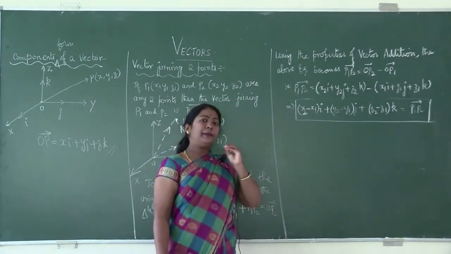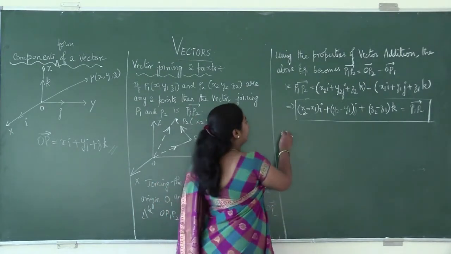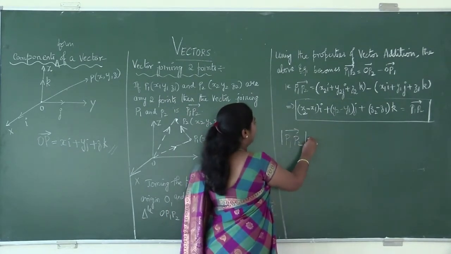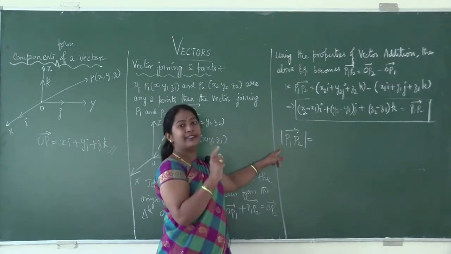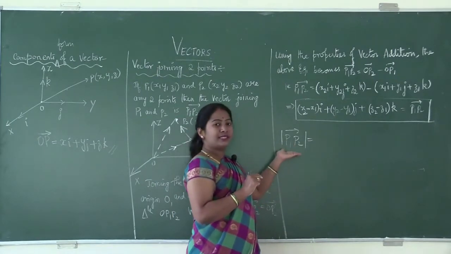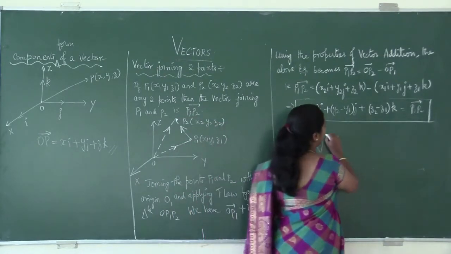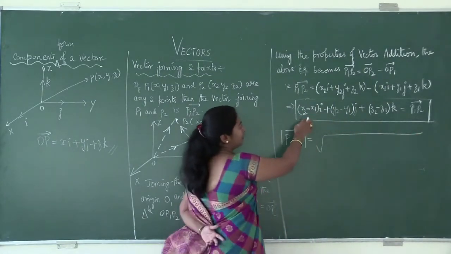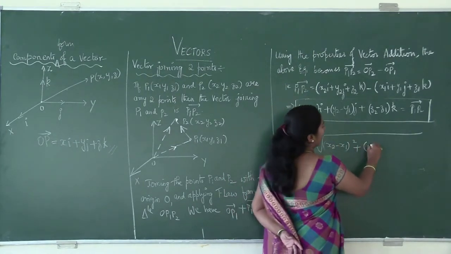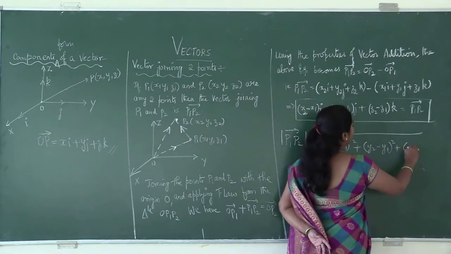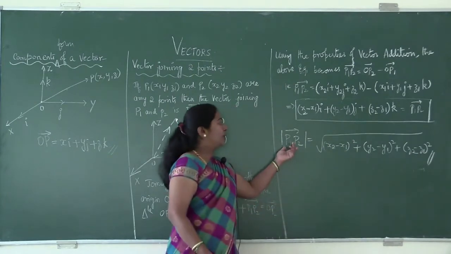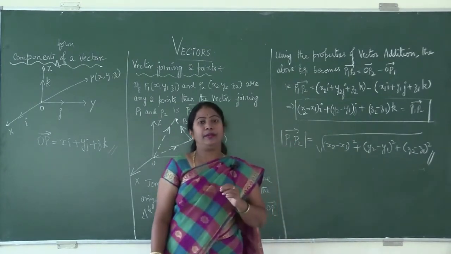Now, what will be the magnitude of this vector joining 2 points? The magnitude is denoted by this symbol, given by vector P1 P2. I did discuss the magnitude when I was discussing the representation of a vector definition. So, magnitude of this vector, 2 points, vector P1 P2 is given by square root of, what is the coefficient of i here? x2 minus x1 whole square plus j will be y2 minus y1 whole square plus z2 minus z1 whole square. This is the magnitude of vector joining 2 points, vector P1 P2.